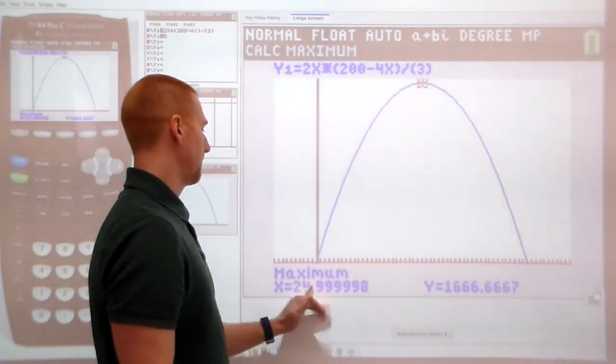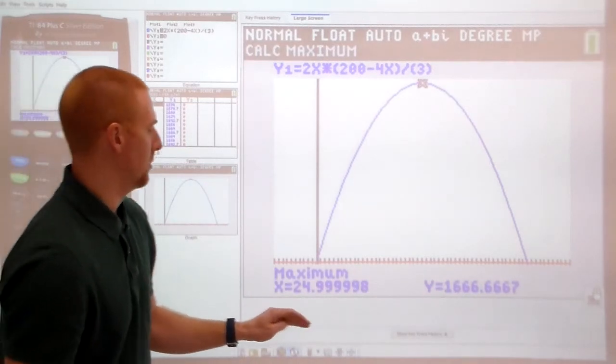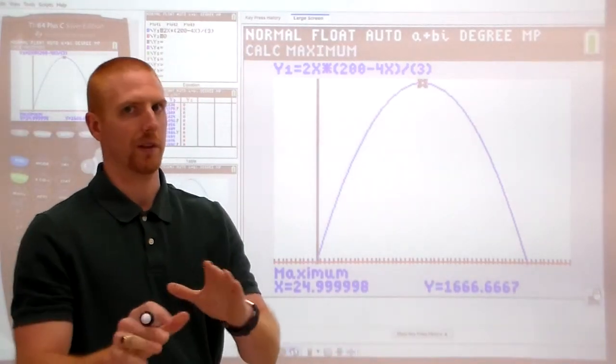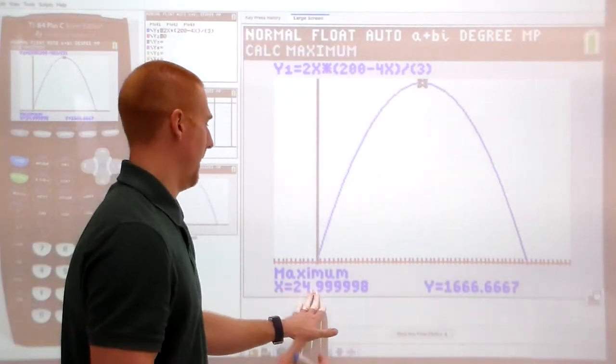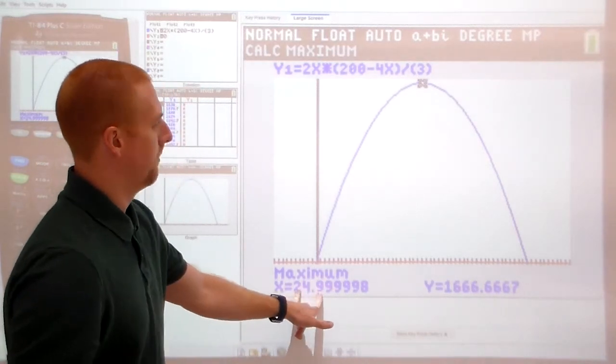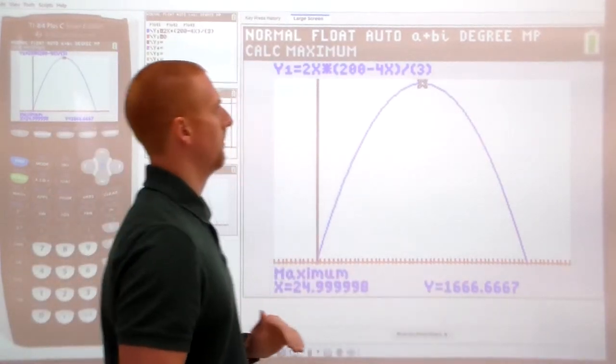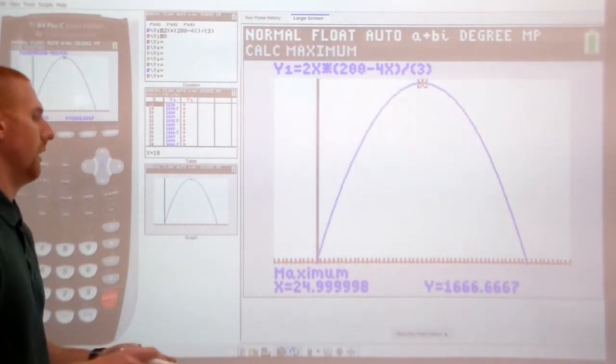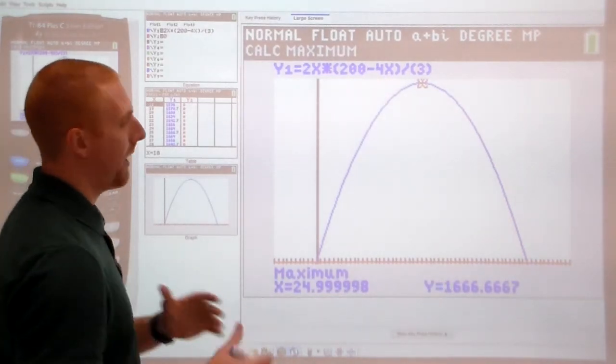Sometimes the calculator rounds a little bit. It's using what's called Newton's method from calculus. You'll learn about that next year. So it's an approximation, but it's basically 25. And it looks like we're getting the same thing for our area for Y. So that's a good sign. It's matching up. Now finally is the hard part.